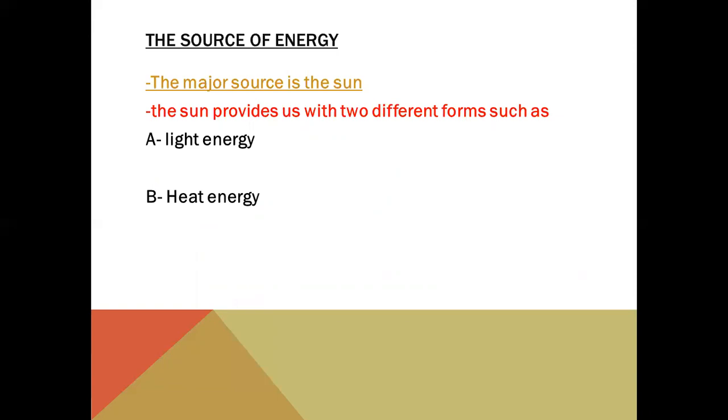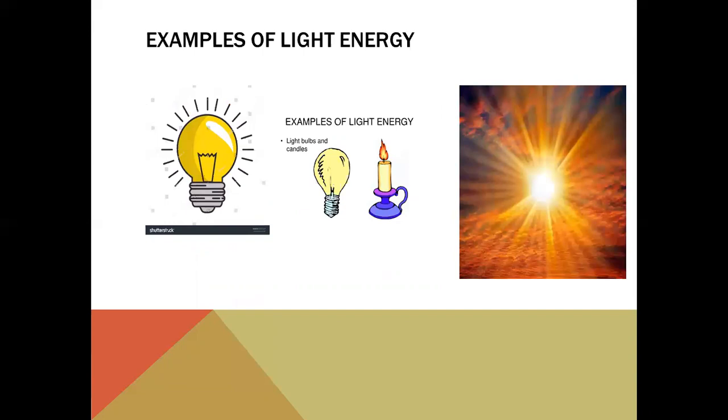The source of energy: the major source on the earth is the sun. The sun provides us with two different forms, light energy and heat energy. Light energy and heat energy are different forms of the energy produced from the major source, the sun. I give you some examples of light energy, such as a candle, a bulb light, and electric light.